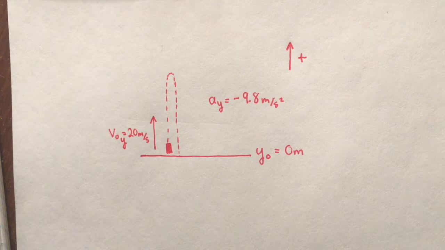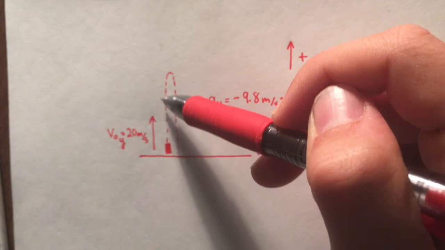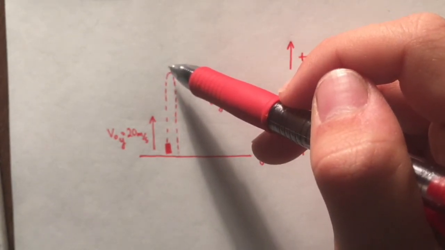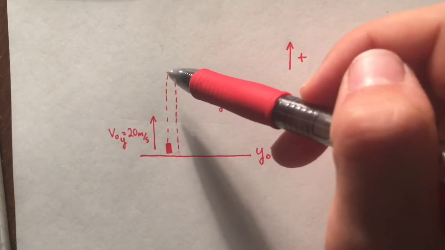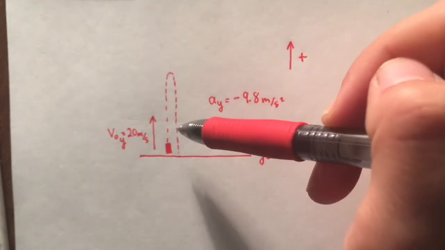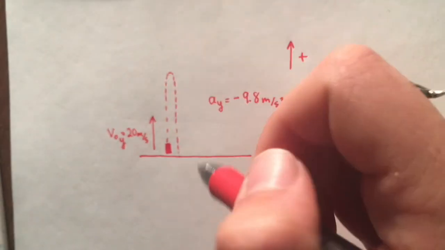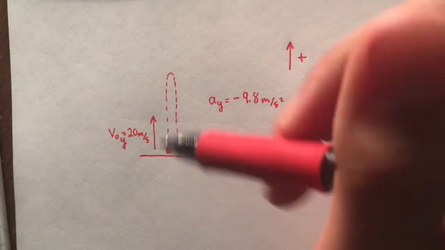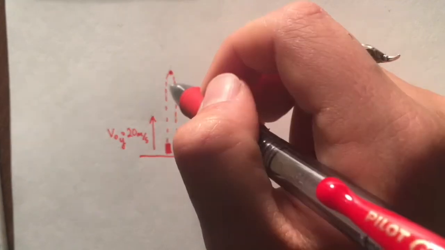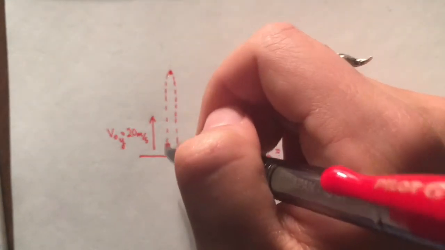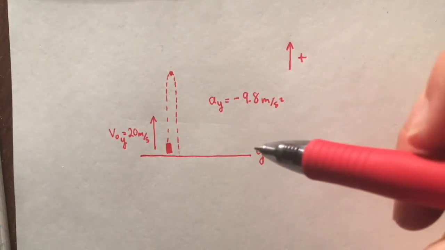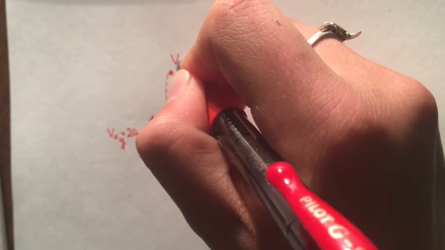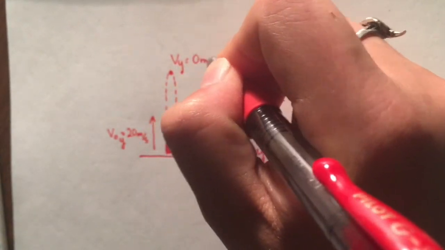Alright, now this is key here. The problem will never tell you this, but when the Cheeto goes up, it has to slow to a stop before it turns around and speeds back up and comes down again. So for a split second at the top, in order for this Cheeto to come back down, the Cheeto has to be at rest. The Cheeto has to come to a stop for a split second at the very peak. So the speed at the very peak of this Cheeto's path is 0 meters per second. And so I can write that as Vy equals 0 meters per second.